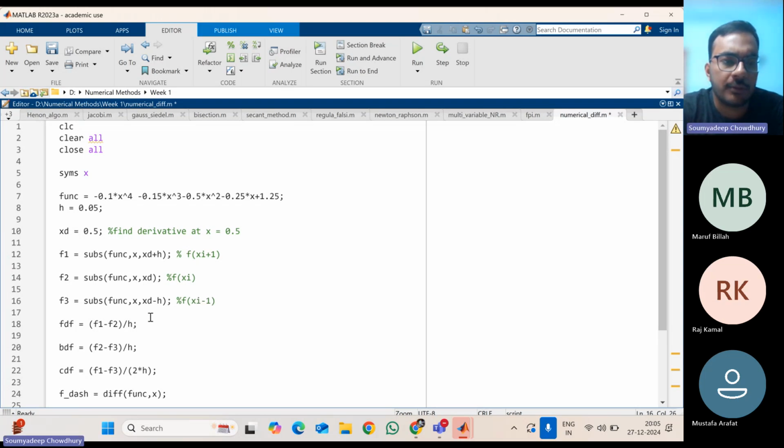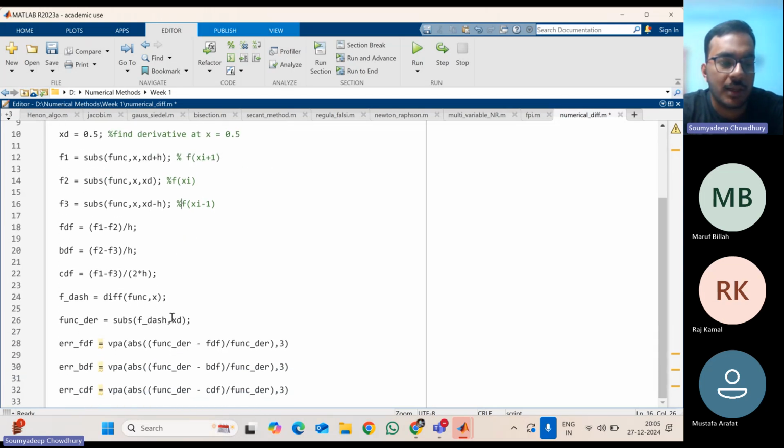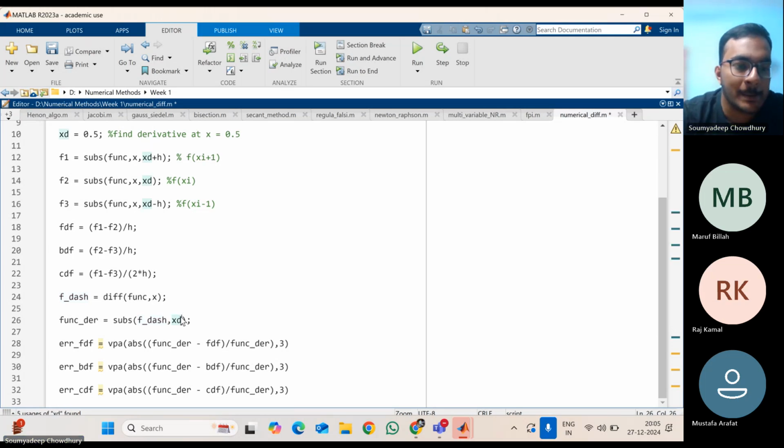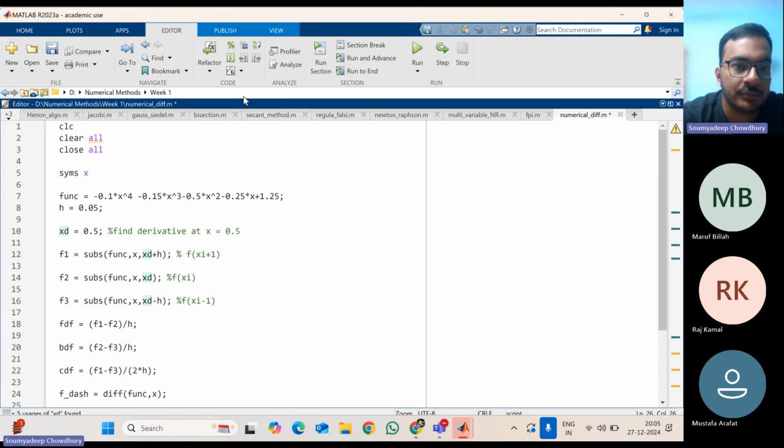So for forward difference, what is the formula? f(x_{i+1}) minus f(x_i) by h. Similarly for backward and central difference. And this is the actual value. We are using the diff function to find the actual derivative of the function. In the next line, line 26, we are substituting the value of xd, the value at which we want to find the derivative. Then we are finding the error FDF, error BDF, error CDF. So now we will see here.